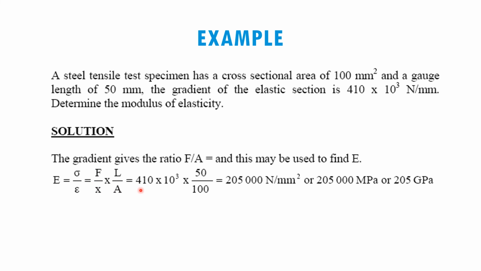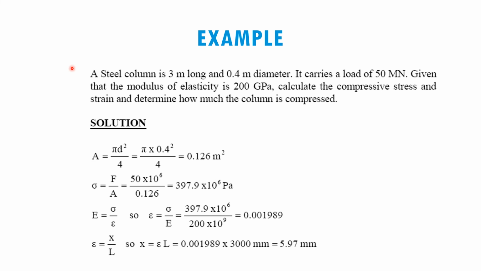So we can just put it here, times L over A. L is given as 50, A is 100 mm squared, then you will get the value for the modulus of elasticity. Here are some more examples. You can look into this example and try to understand the steps. It is easy, it is just using the same equation.